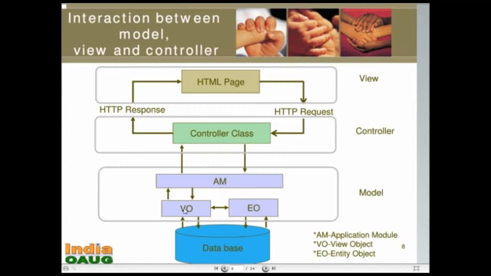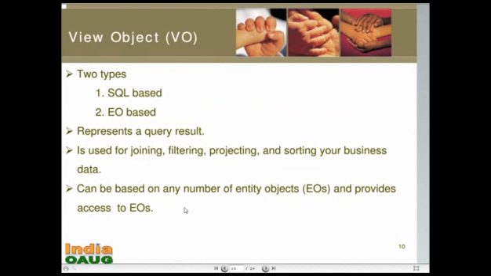You must create a VO for that. So two types of view objects we have. One is SQL based, another one is EO based. It represents a query result, nothing but a select statement. What is the purpose? It is used for joining, filtering, projecting, sorting and searching your business data.